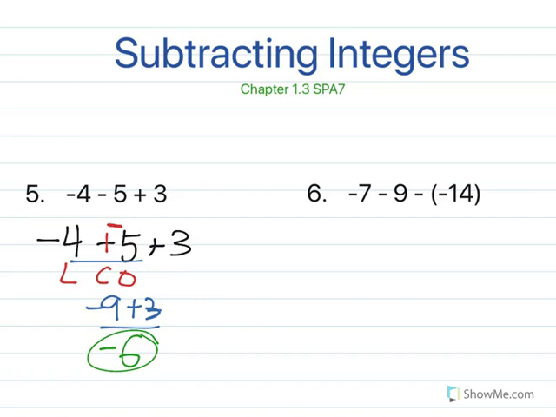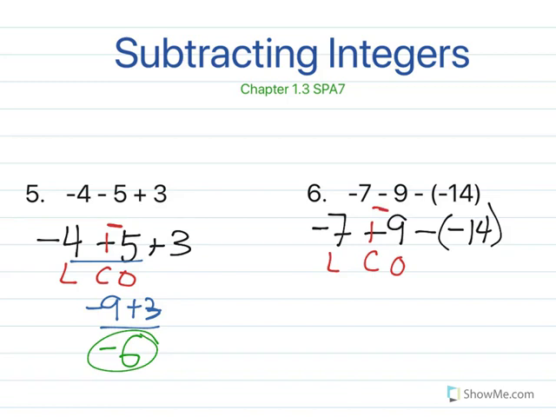Now, how about for our problem for number 6? It's a little bit different. Again, I'm going to rewrite this. I have -7 minus 9 minus -14. So the first thing I'm going to do is leave, change, opposite. I'm going to leave the -7 alone. I'm going to change the minus to addition, and the opposite of 9 is -9.